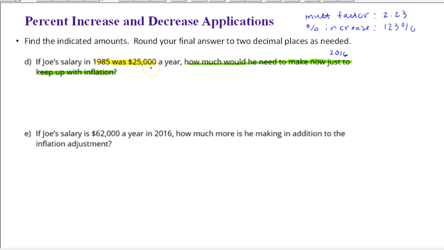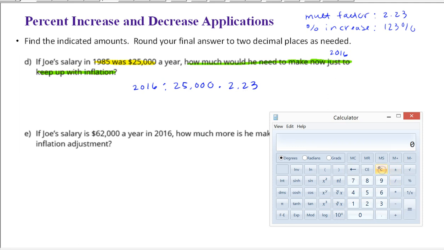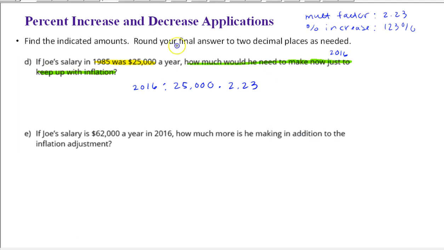So notice he'd have his original $25,000 plus 123% more. Well, that would be 223% of the original, which is like multiplying by 2.23. Okay, so his salary in 2016 would be $25,000 times 2.23. So that's going to be 50,000 and a little bit more. Let's see exactly. 25,000 times 2.23, which is 55,750. So you could think of this equivalently as someone having a salary in 1985 of $25,000 is about the same as somebody having a salary of $55,750 in 2016.